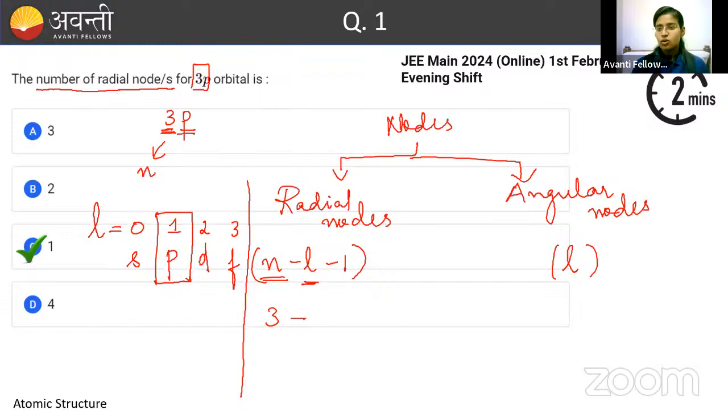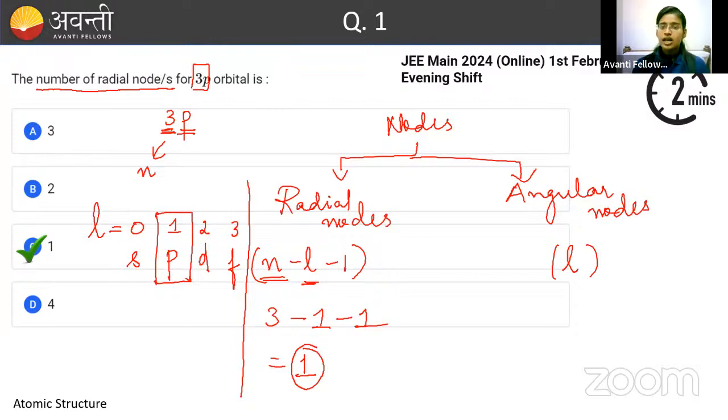Okay, fine. So, for p orbital, the L value should be equal to 1. Since it is a 3p orbital, I am putting the L value as 1. So, 3 minus 1 minus 1, as given in the formula. What is 3 minus 1 minus 1? It is equal to 1. So, the number of radial nodes for the 3p orbital is equal to 1.